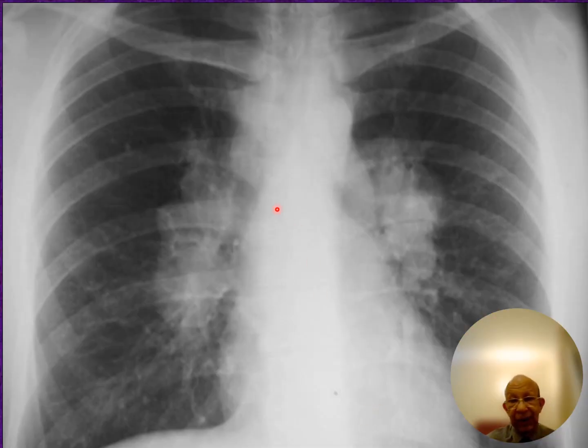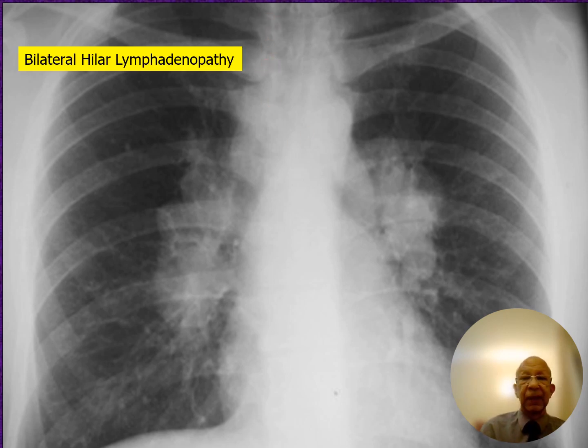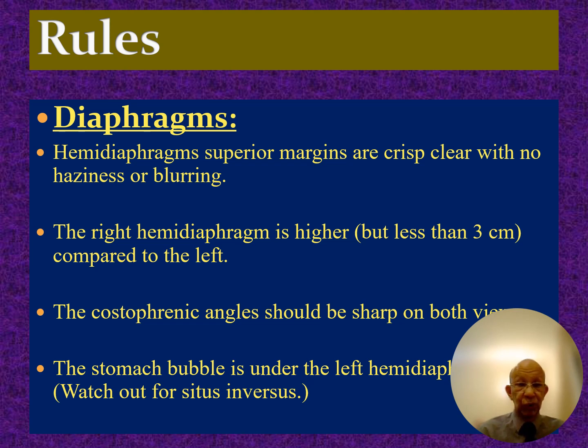Now you can see that they are very dense, and they look lobulated. They lost their concavity, right? And this is a typical pattern for bilateral hilar lymphadenopathy. And you can see even the paratracheal space here is now wider than 3 millimeters, suggesting paratracheal lymphadenopathy as well. Okay, right? Some rules for the diaphragm.